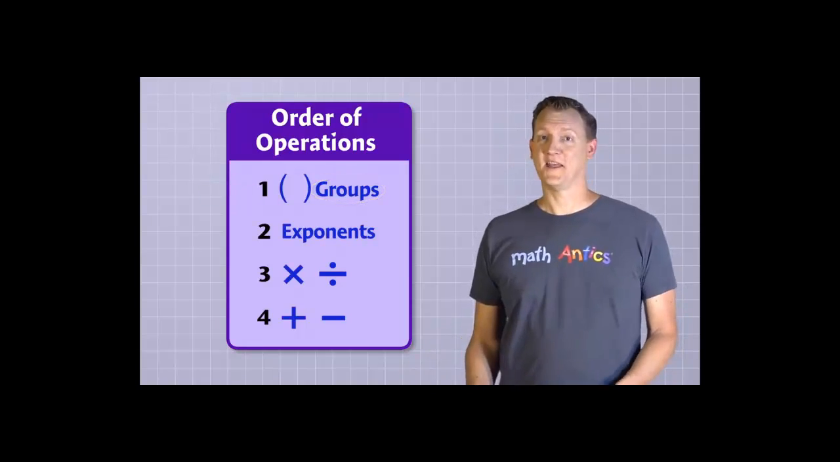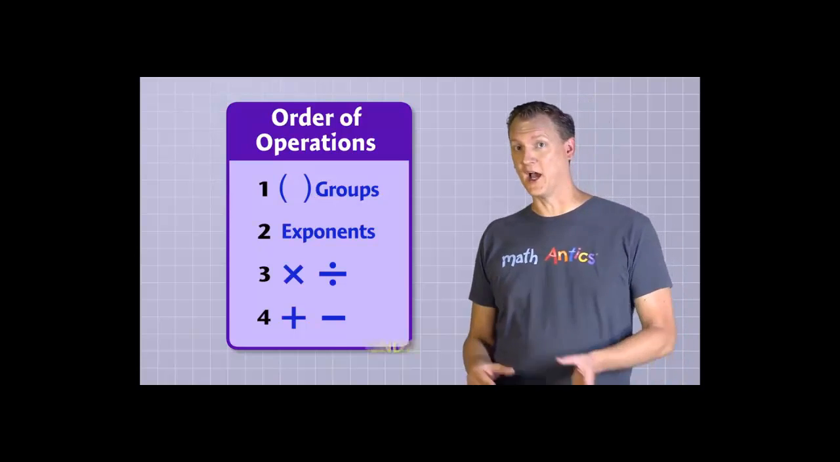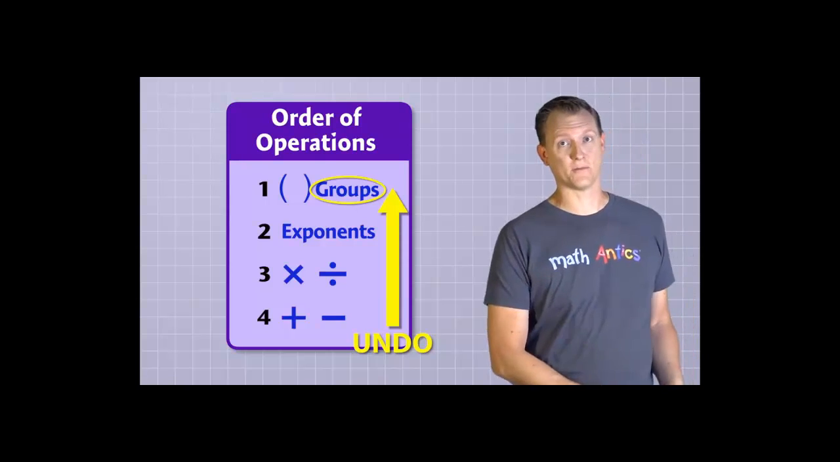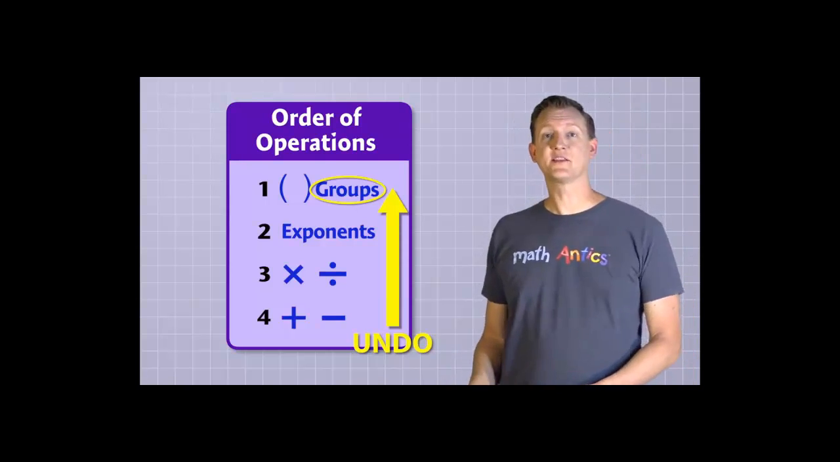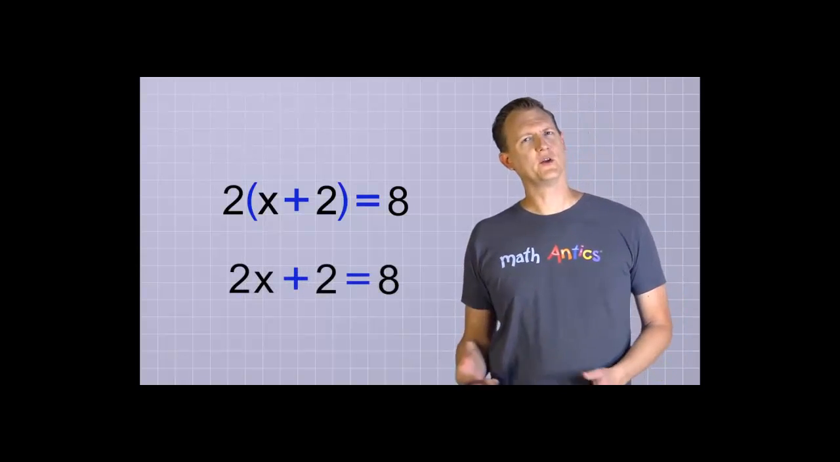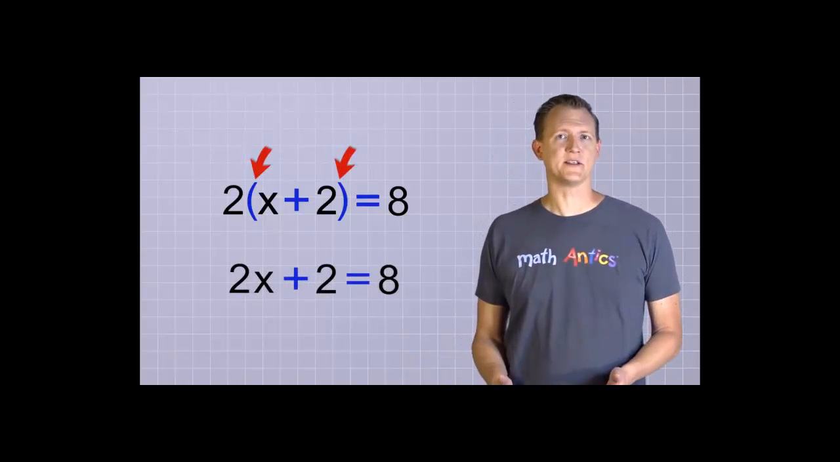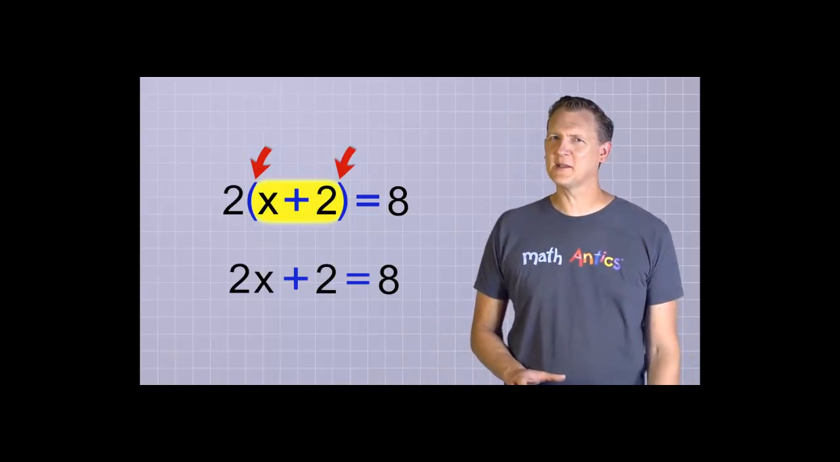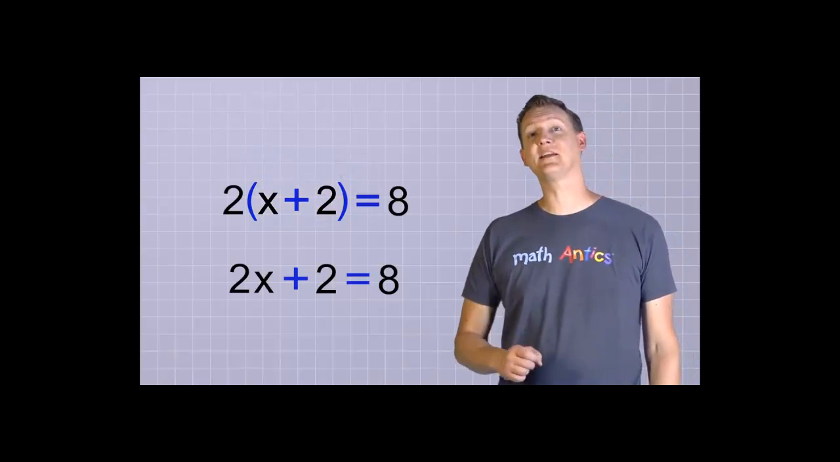Well, guess what? That means that when we're solving equations and undoing operations, we need to wait to do groups last of all. To see what I mean, let's solve this equation, which looks very similar to the first one we solved. The only difference is that a set of parentheses has been used to group this x plus 2 together. And even though that might not seem like much of a change, it makes a big difference for our answer.